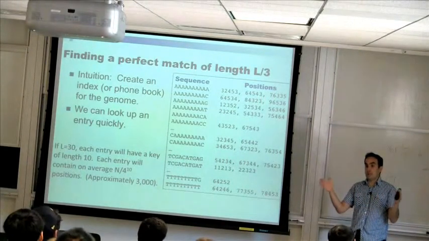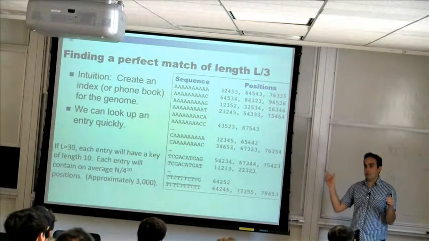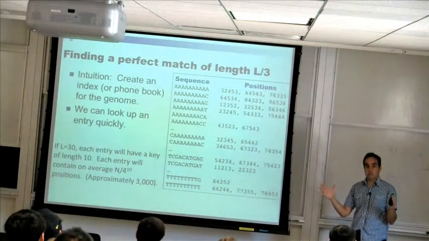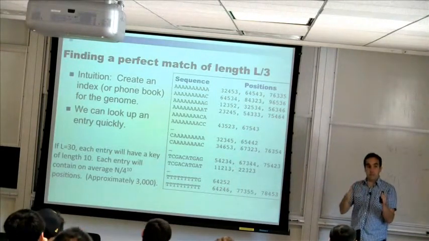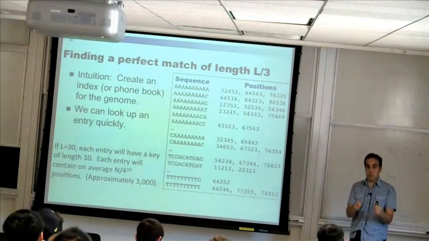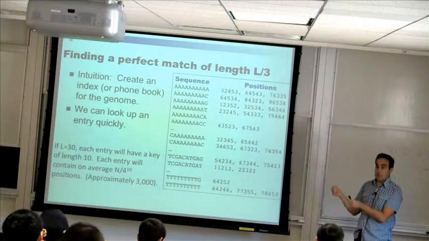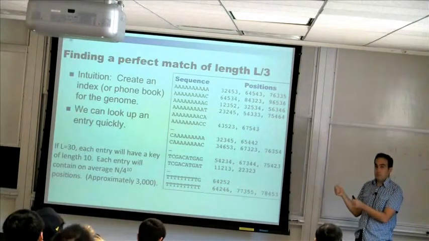Well, no, but the read is length 30. This only looks up length 10. So I give you a read of length 30. What do you do? You split into thirds. And so for the first third, what do you do? You look it up, and you get a bunch of positions. What do you do with those positions?